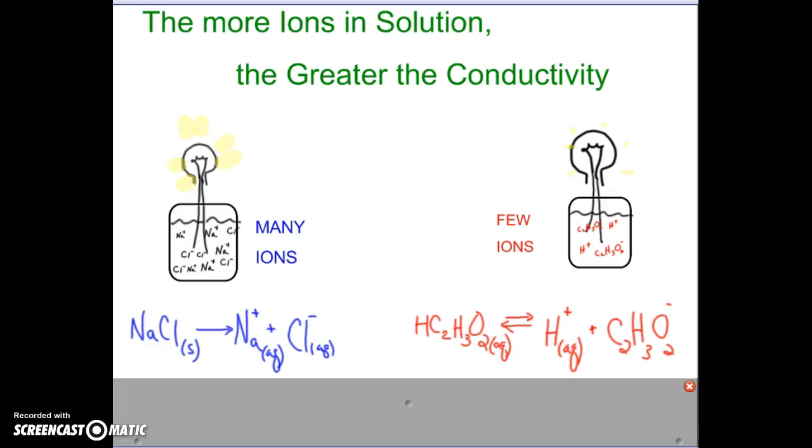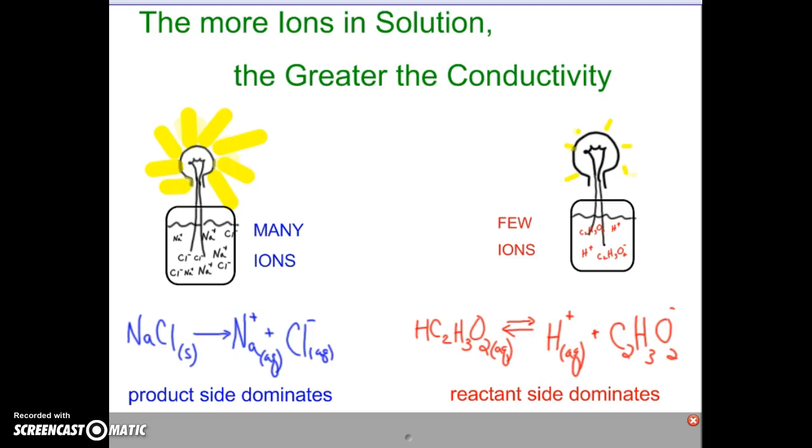Electrical conductivity and net ionic equations are the two concepts that this podcast will introduce. The connection between the two of them lies in understanding that electrical conductivity of aqueous solutions comes about with ions that are free floating and free moving in solution. And so the more ions that are present, the brighter the light bulb. So more ions, brighter bulb. Fewer ions, dimmer bulb.